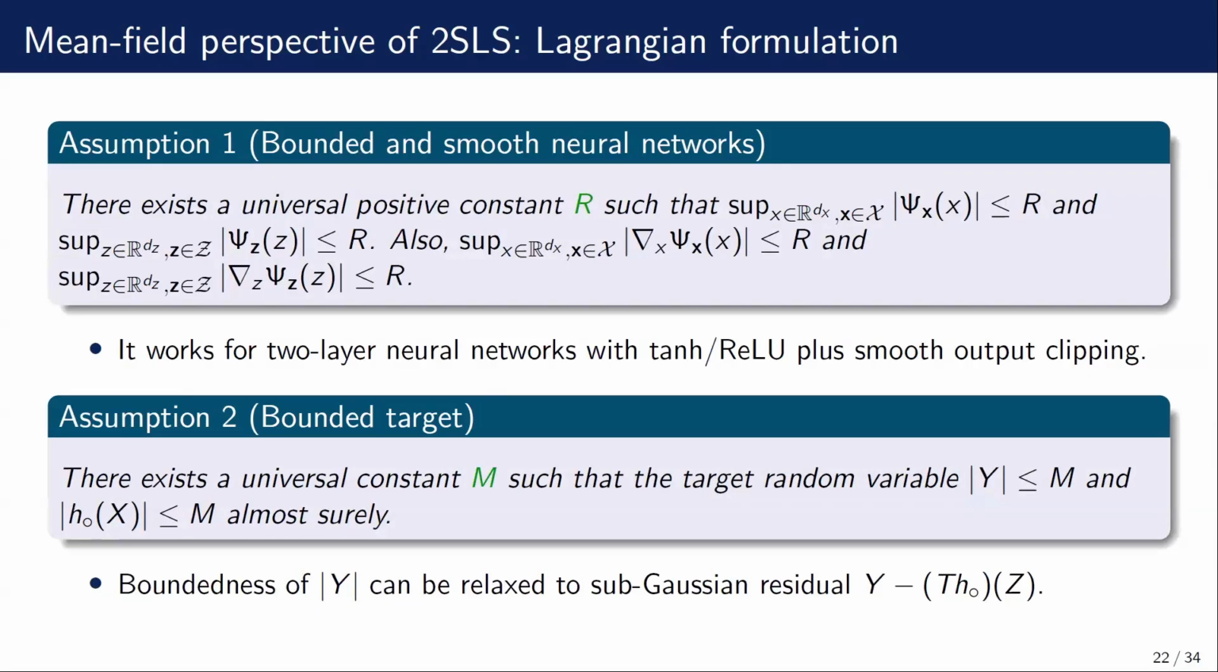Then our assumptions. We still want the same assumptions as mean field neural networks. We want bounded neural networks and bounded gradients on X and Z. So it works for two-layer neural networks with tanh and/or ReLU, plus if it's ReLU, then we need a smooth output clipping. The second assumption is that there exists a universal constant such that the target random variable is bounded, and h star of X is also bounded. You may wonder, if you assume a bounded target random variable, then it doesn't work for regression. But we just make the assumption for simplicity, because the boundedness of Y can be easily relaxed to sub-Gaussian noise.